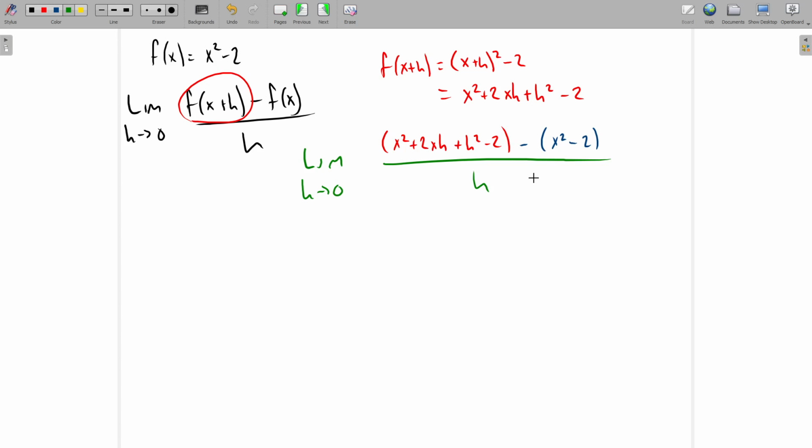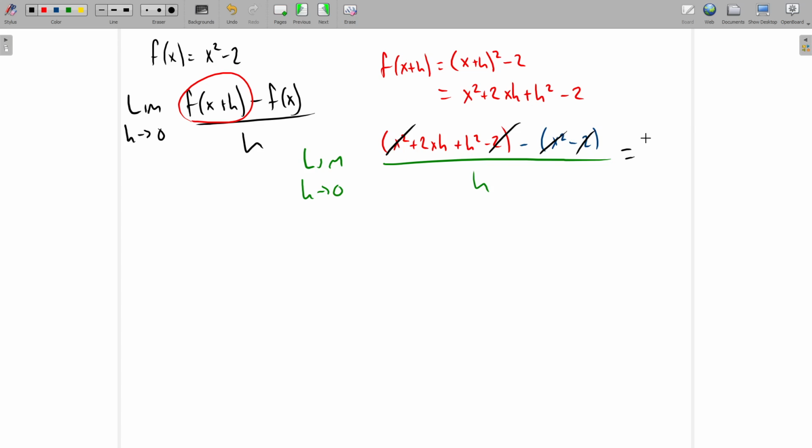So let's simplify this down a little bit. Let's clean it up and see what happens. The first thing I want to recognize is that we have this minus x squared, and we also have a positive x squared in the very beginning. Those are going to cancel out. We have a negative 2 here, and I have minus a negative 2, so those are going to cancel out as well.